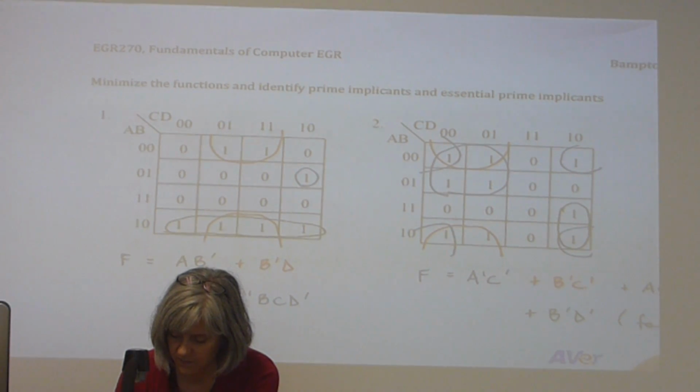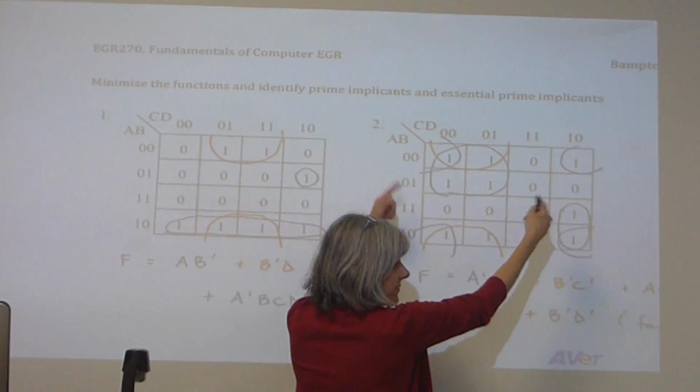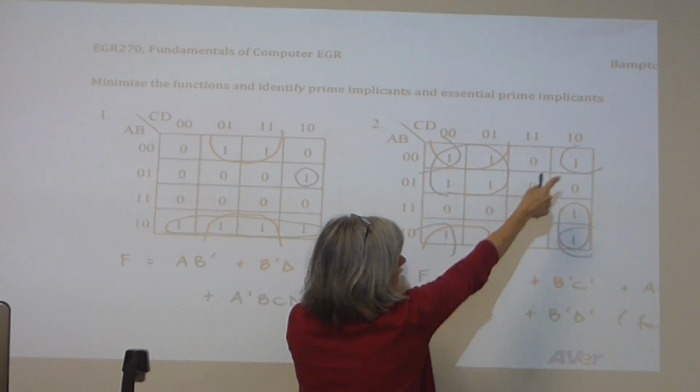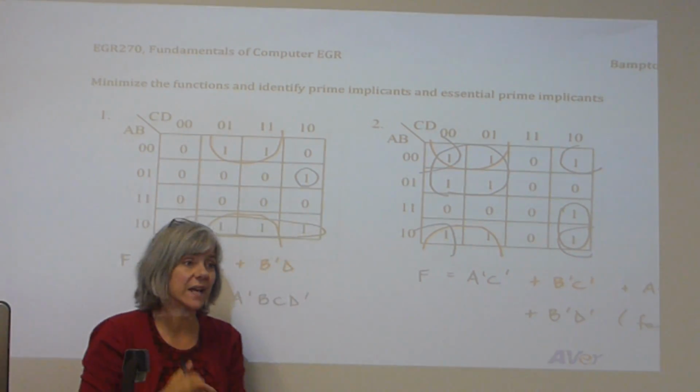Do the diagonal corners link? No, they do not. So we link right to left and top to bottom, but not diagonal, because too many things change. Yeah, that's a good question. Yeah, so diagonal does not connect.